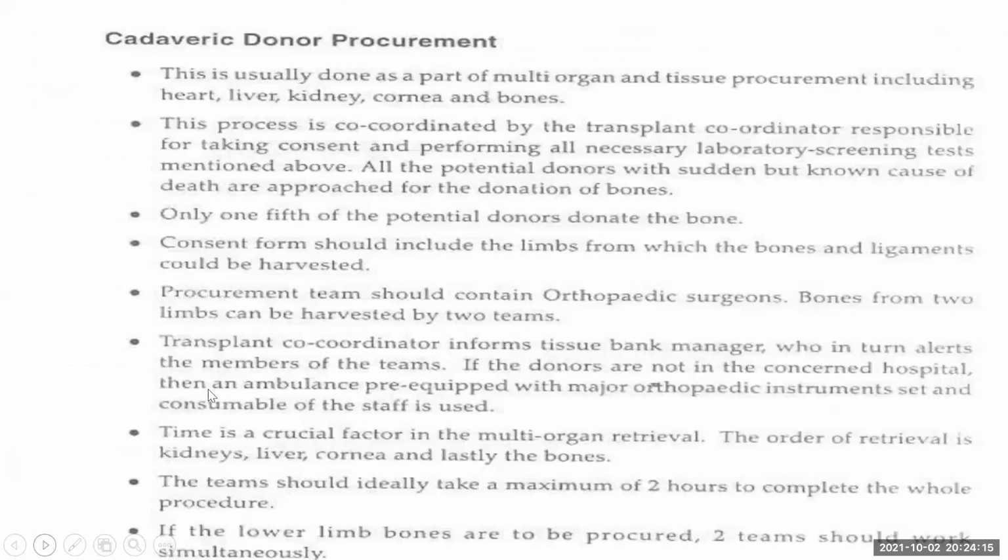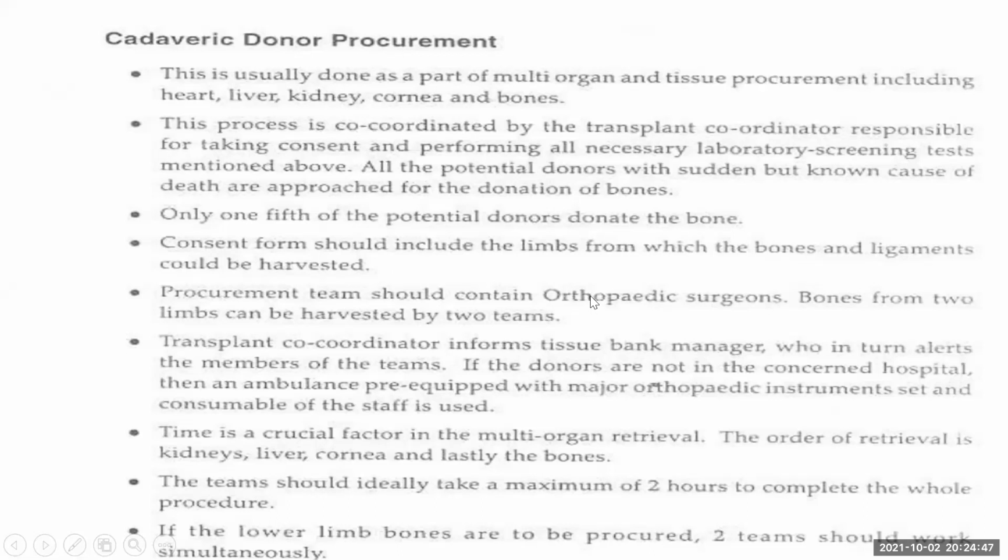For a cadaver, it is usually done as a part of multi-organ tissue procurement, including heart, liver, kidney, cornea, and bone, in the same sequence that they have to be taken out. The process is coordinated by the transplant coordinator by taking consent and all necessary screening tests mentioned above. All potential donors with sudden but known cause of death are approached. Only 1 in 5 potential donors donate the bone. The consent form should include the limb from which the bone and ligament has to be harvested.